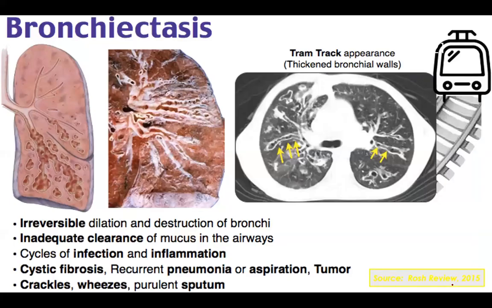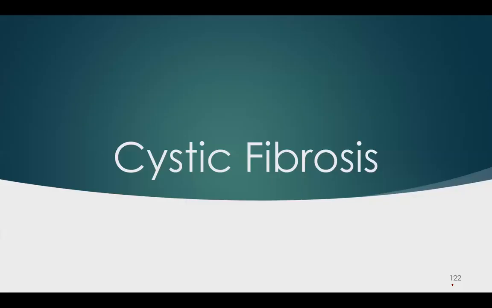So here's bronchiectasis: irreversible dilation and destruction of the bronchi, inadequate clearance of mucus in the airways, and cycles of infection and inflammation. So this is primarily seen in our cystic fibrosis patients or patients with recurrent pneumonia, aspiration, or tumor. We're going to hear crackles, wheezes, and they'll probably have some purulent sputum.